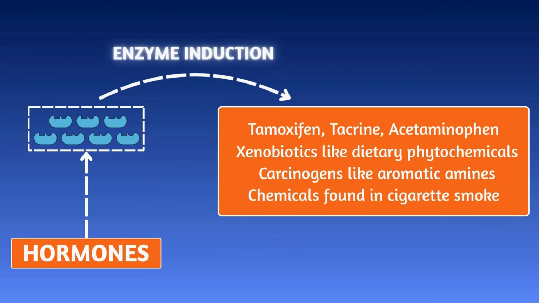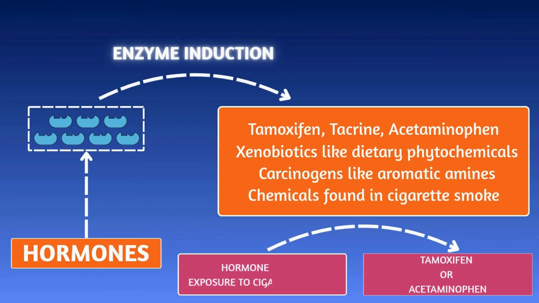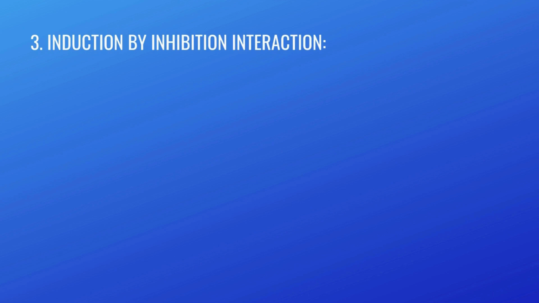Got it? Now, it helps us understand why some drugs like tamoxifen or acetaminophen might be broken down faster or slower depending on hormone levels or exposure to things like cigarette smoke. Now let's look at the third mechanism of enzyme induction, which is nothing but induction by inhibition interaction.